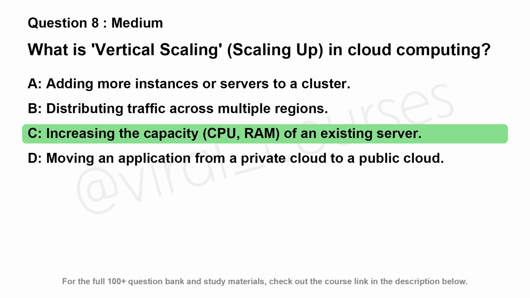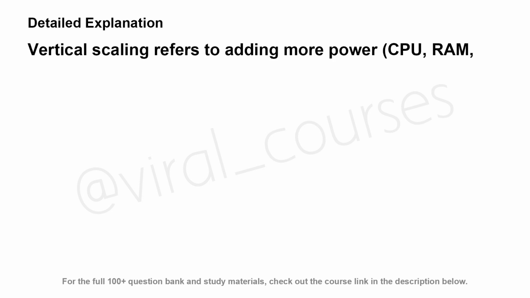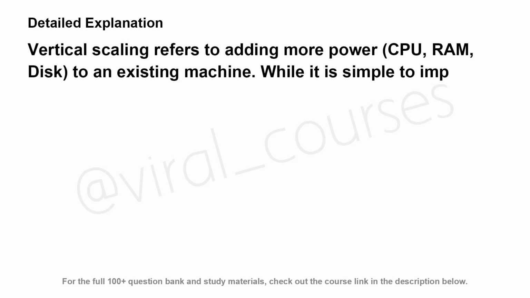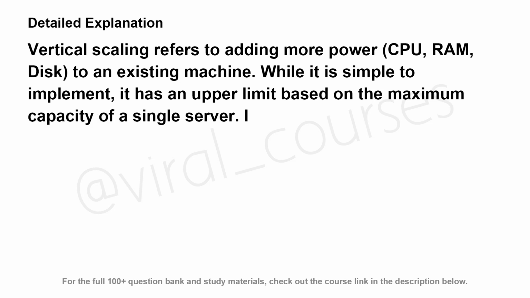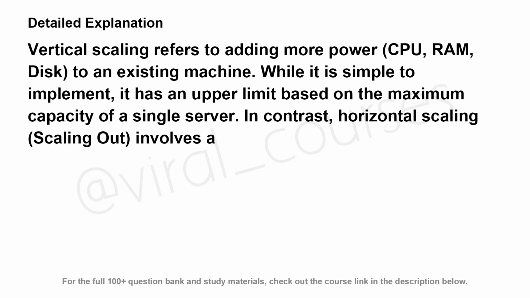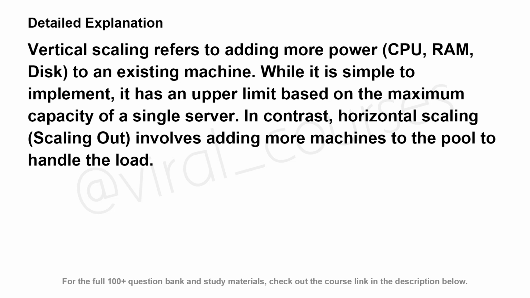The correct answer is C. Vertical scaling refers to adding more power, CPU, RAM, disk, to an existing machine. While it is simple to implement, it has an upper limit based on the maximum capacity of a single server. In contrast, horizontal scaling, scaling out, involves adding more machines to the pool to handle the load.